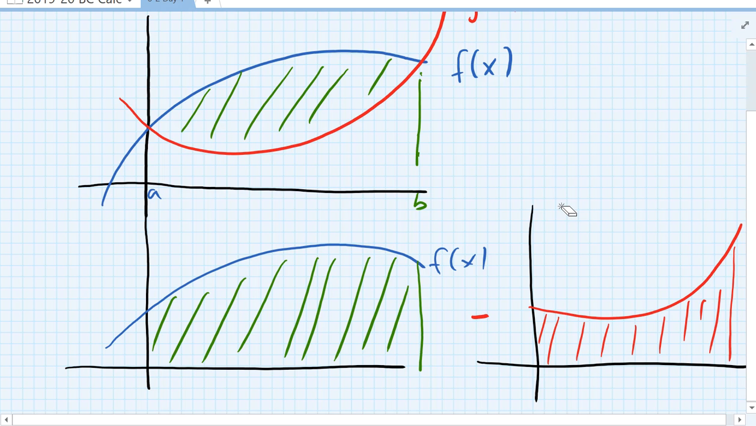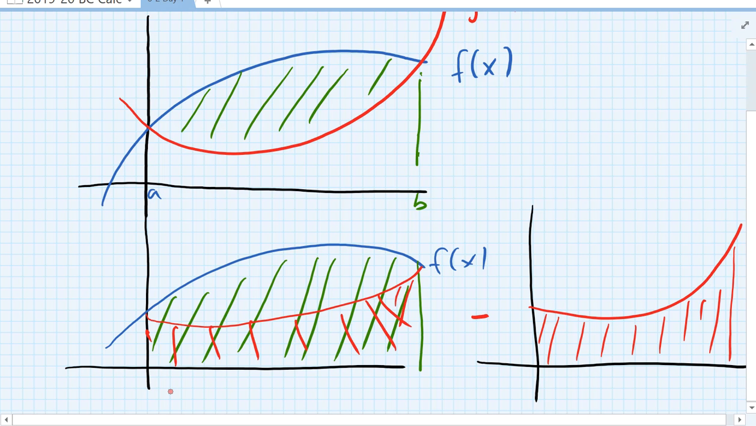Oh, I was going to erase something. I don't know what I was going to erase. So anyway, let me draw it in here. So basically what's going on is you had the blue and you're going to subtract off the red. You subtract that off. Do you get what's in between?